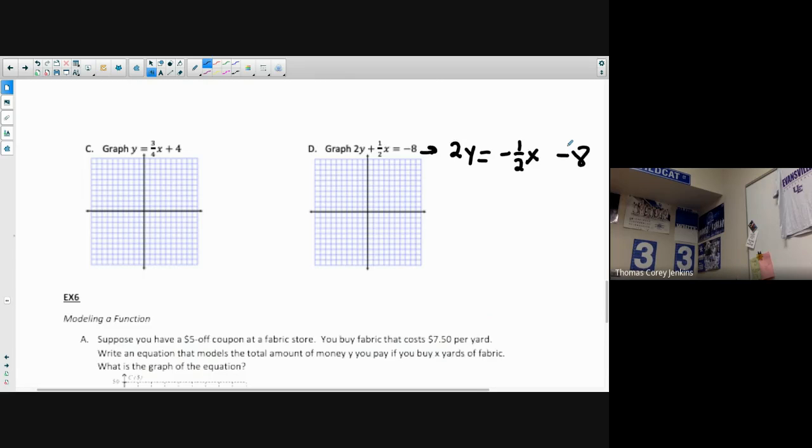Now we want to divide everything by 2. So I would go ahead and try to type that in. What is negative 1/2 divided by 2? That would be either negative 0.25 or negative 1/4. So negative 1/4 x minus 8 over 2, which is minus 4. Now we're ready to graph it. So b equals (0, -4).